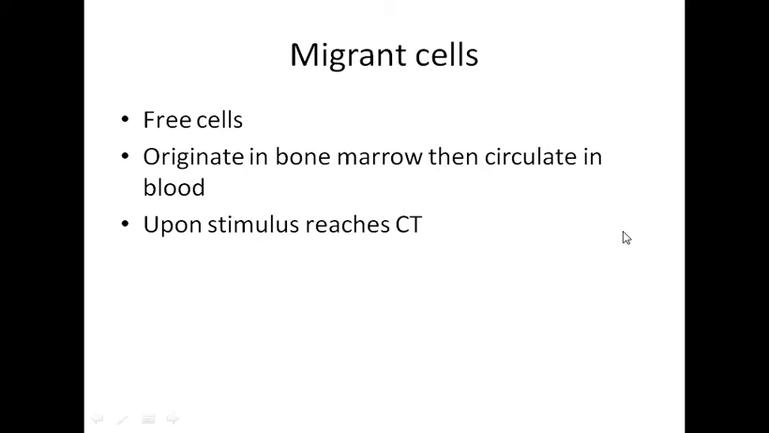Now we come to the migrant cells, which are free cells, right? Fixed cells was the other name for resident cells. Free cells is the other name for migrant cells. Now these migrant cells originate in bone marrow, and then keep circulating in blood. Whenever the stimulus is there, they reach into the connective tissue.